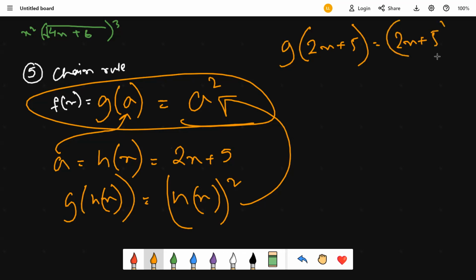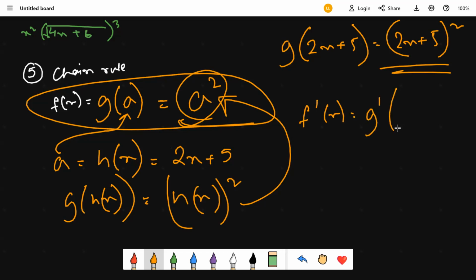2x plus 5 whole square. So that's our equation, isn't it? So that means a function inside a function. This was itself a function, that's another function. So in order to find f prime of x, we need to do two things. One is we need to find the g prime initially. G prime, we have to find it.